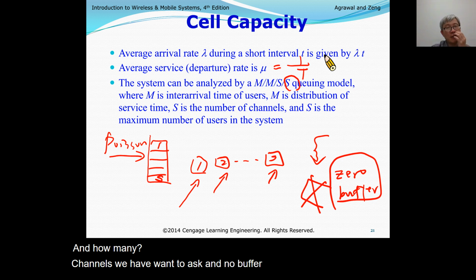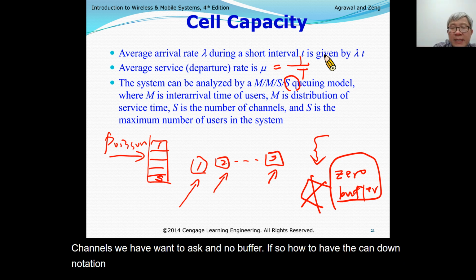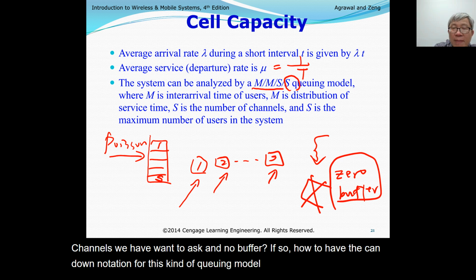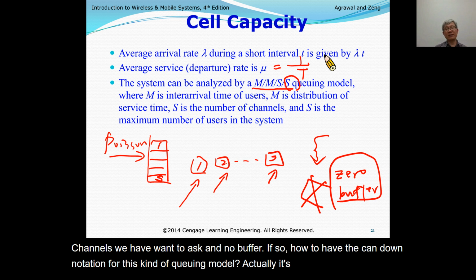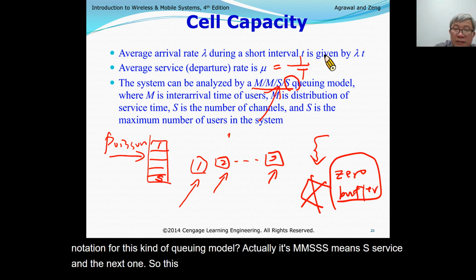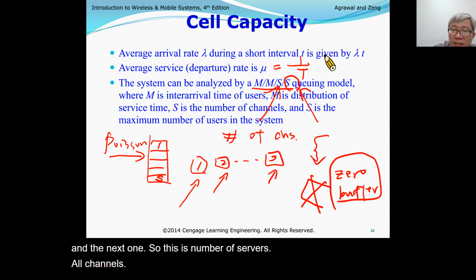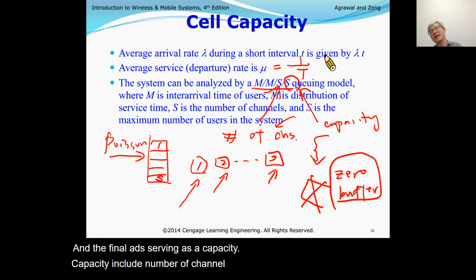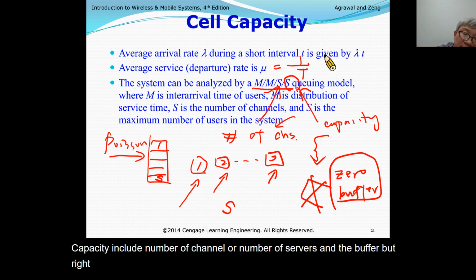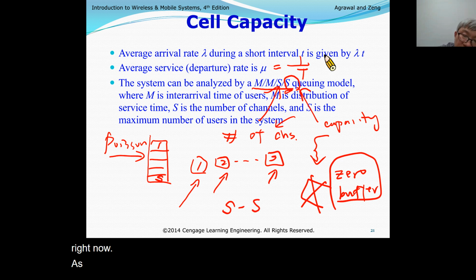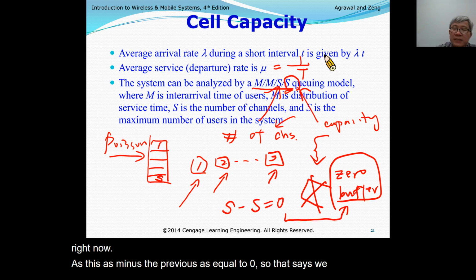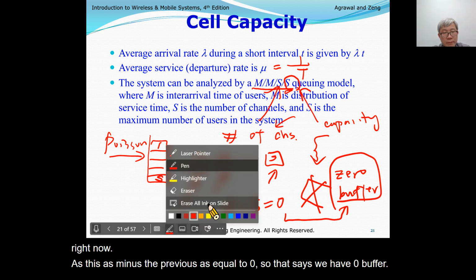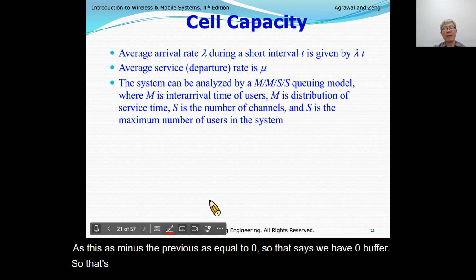If so, how to have the Kendall notation for this kind of queuing model? Actually, it's M/M/S/S. The first S means S servers, so this is the number of servers or channels. And the final S serves as the capacity. Capacity includes the number of channels or servers and the buffer. But right now, this S minus the previous S equals 0. So that says we have zero buffer. So that's why we have an M/M/S/S queuing model.